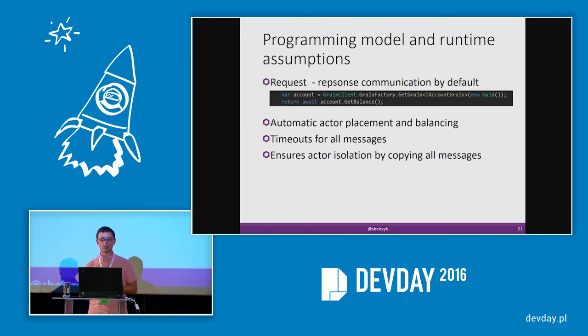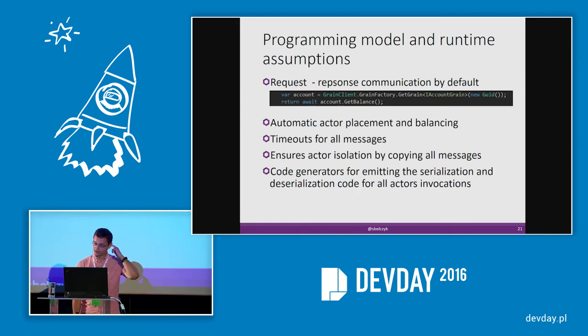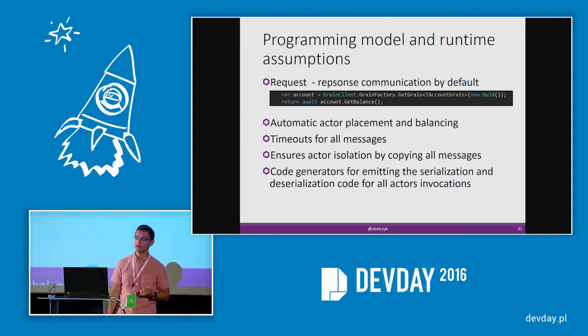As I mentioned, all the messages have timeouts by default. And Orleans ensures isolation between actors by making all messages immutable. Basically, it copies the message before the message is sent, even if the message is sent within the same node. To accomplish that, the researchers realized that the serializers built into the .NET framework are too slow to actually do such work. The whole framework was too slow because of the serializers.